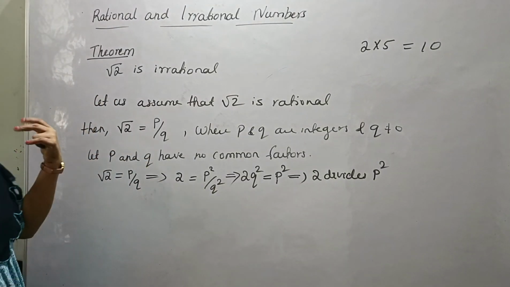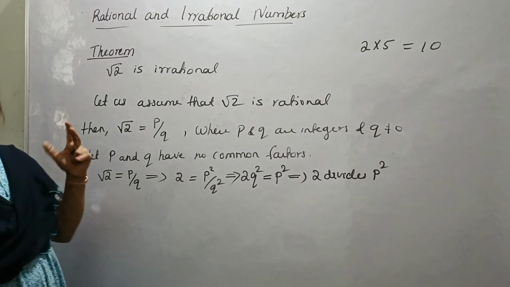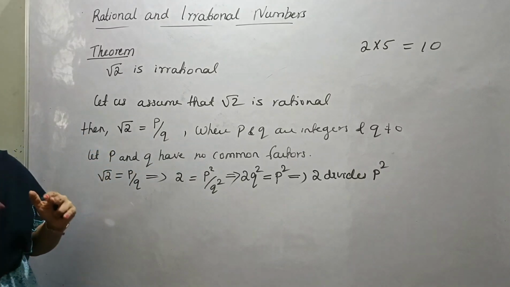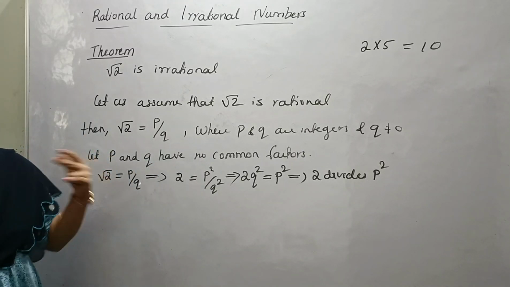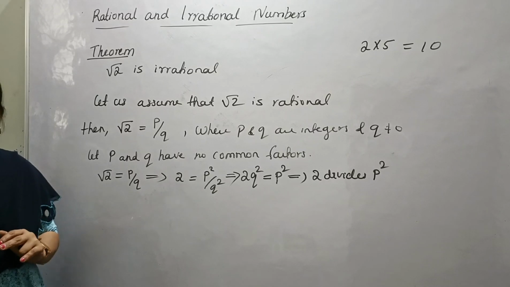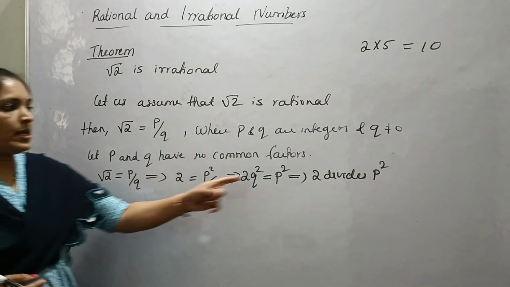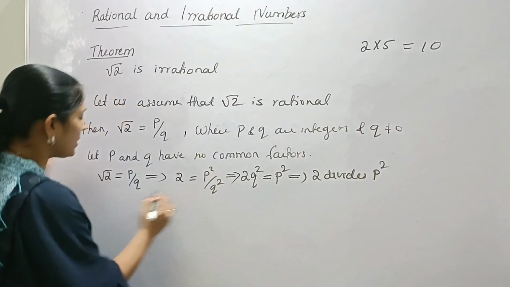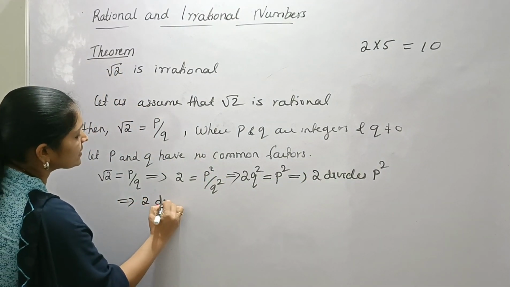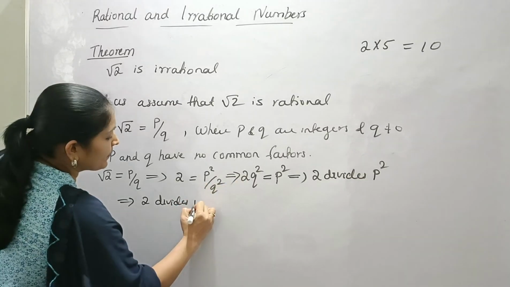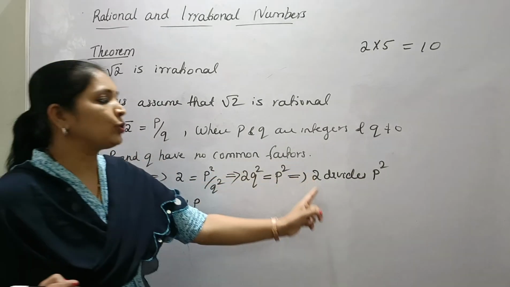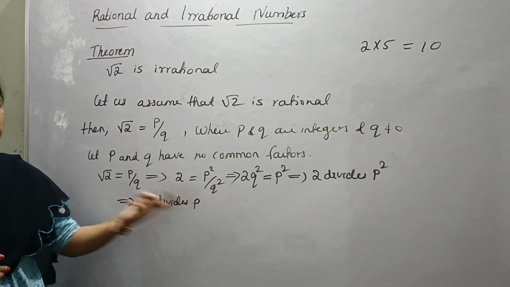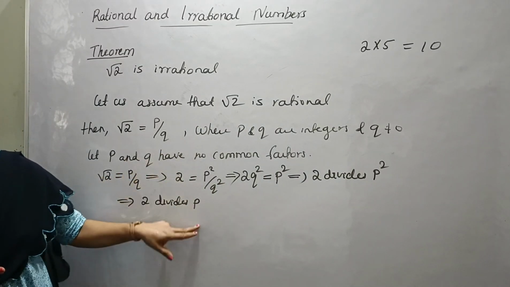And by the first theorem, which theorem? If p is a prime number and p divides a square, then p divides a. Here 2 is a prime number, so 2 divides p square implies 2 divides p. If 2 divides p square then 2 divides p. 2 divides p means 2 is a factor of p.